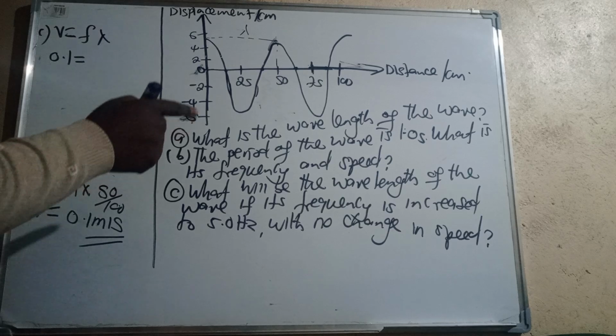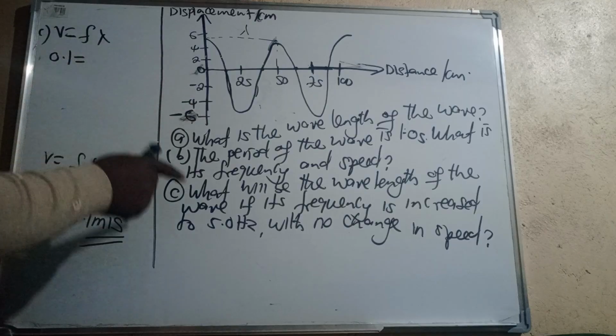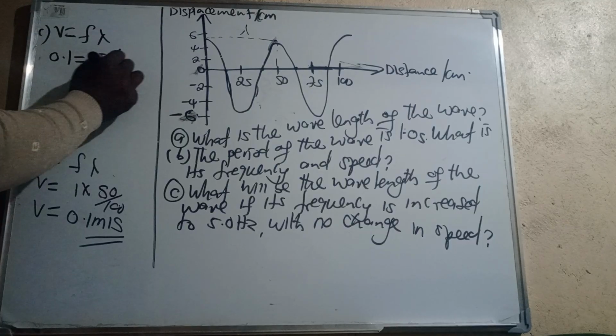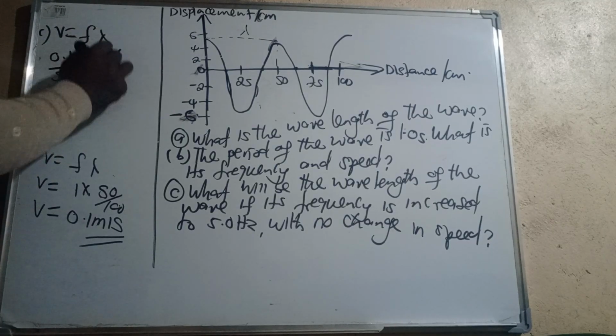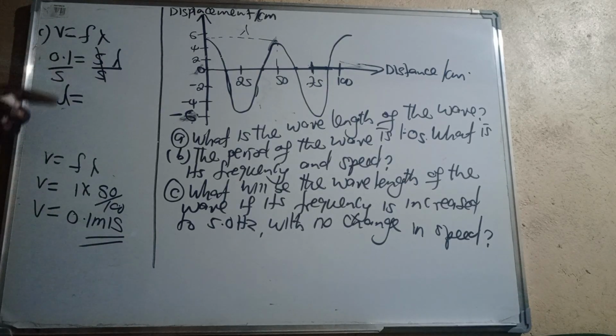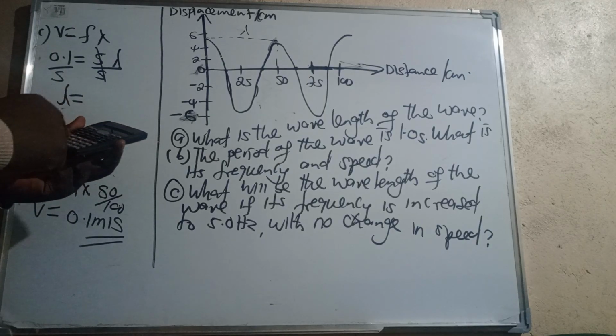What will be the wavelength of the wave if its frequency is increased to 5? So the frequency is 5 here, then the wavelength I don't know. I divide both sides by 5, and the 5 cancels on one side. So the wavelength is equal to 0.1 divided by 5. We are supposed to use a calculator. So I have 0.1 divided by 5.